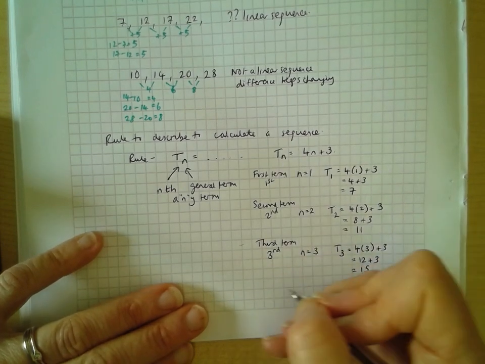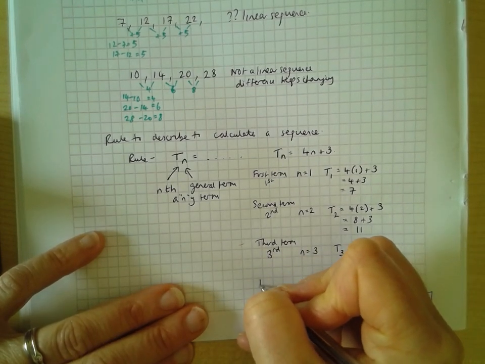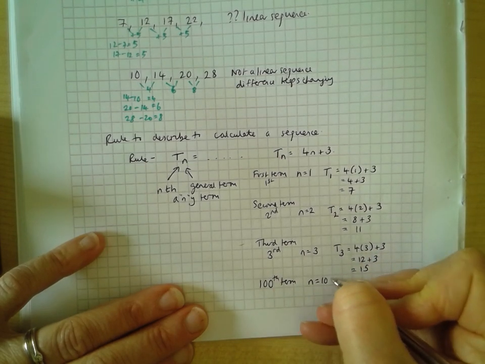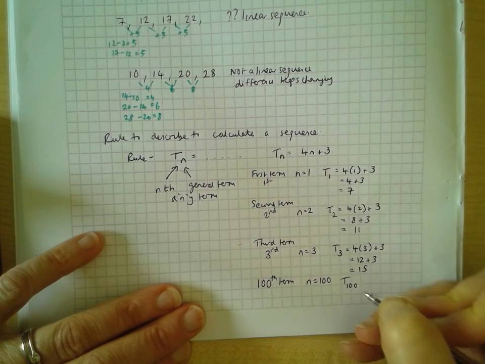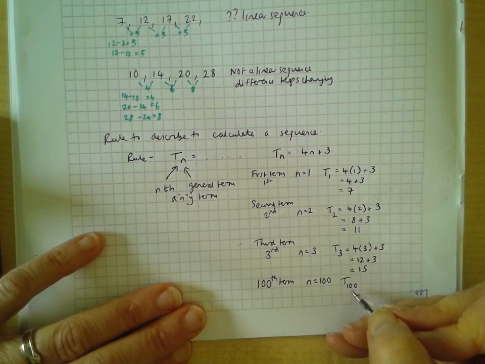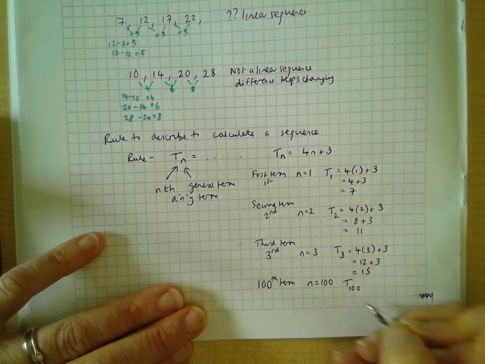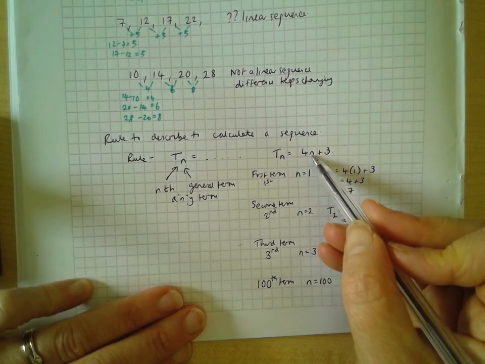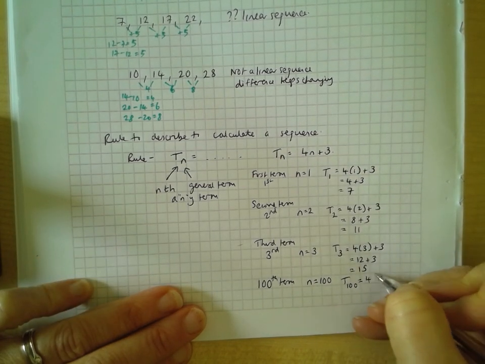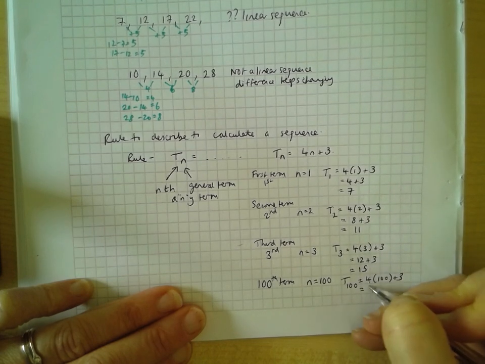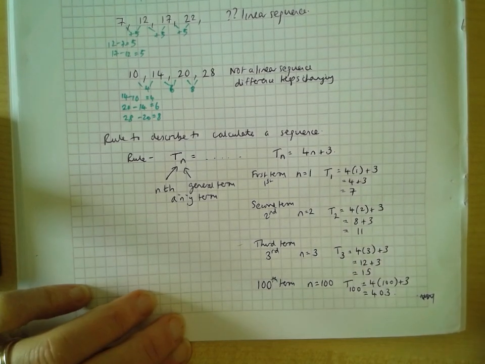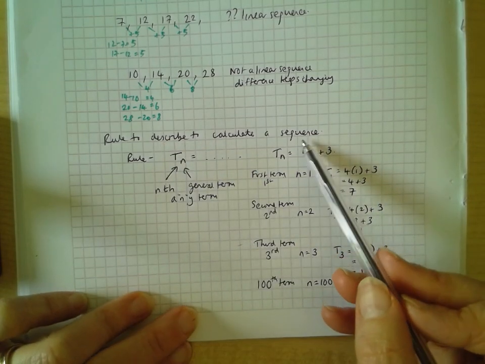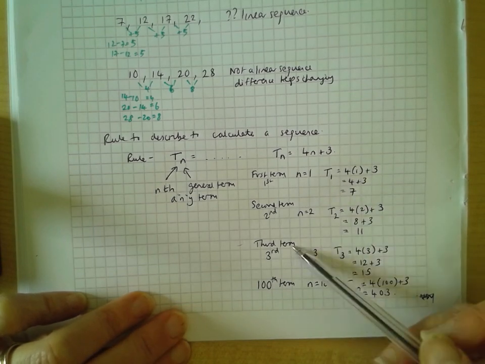Say I wanted to find the 100th term. So the 100th term of this sequence, that would mean n is 100. So T100, you notice these are little subscript numbers. Did you see the way n equals 100? It means I put 100 where n is. So T100 would be 4 by 100 plus 3 is equal to 403. So once we have the rule of a sequence, we can find any term we like in that sequence.